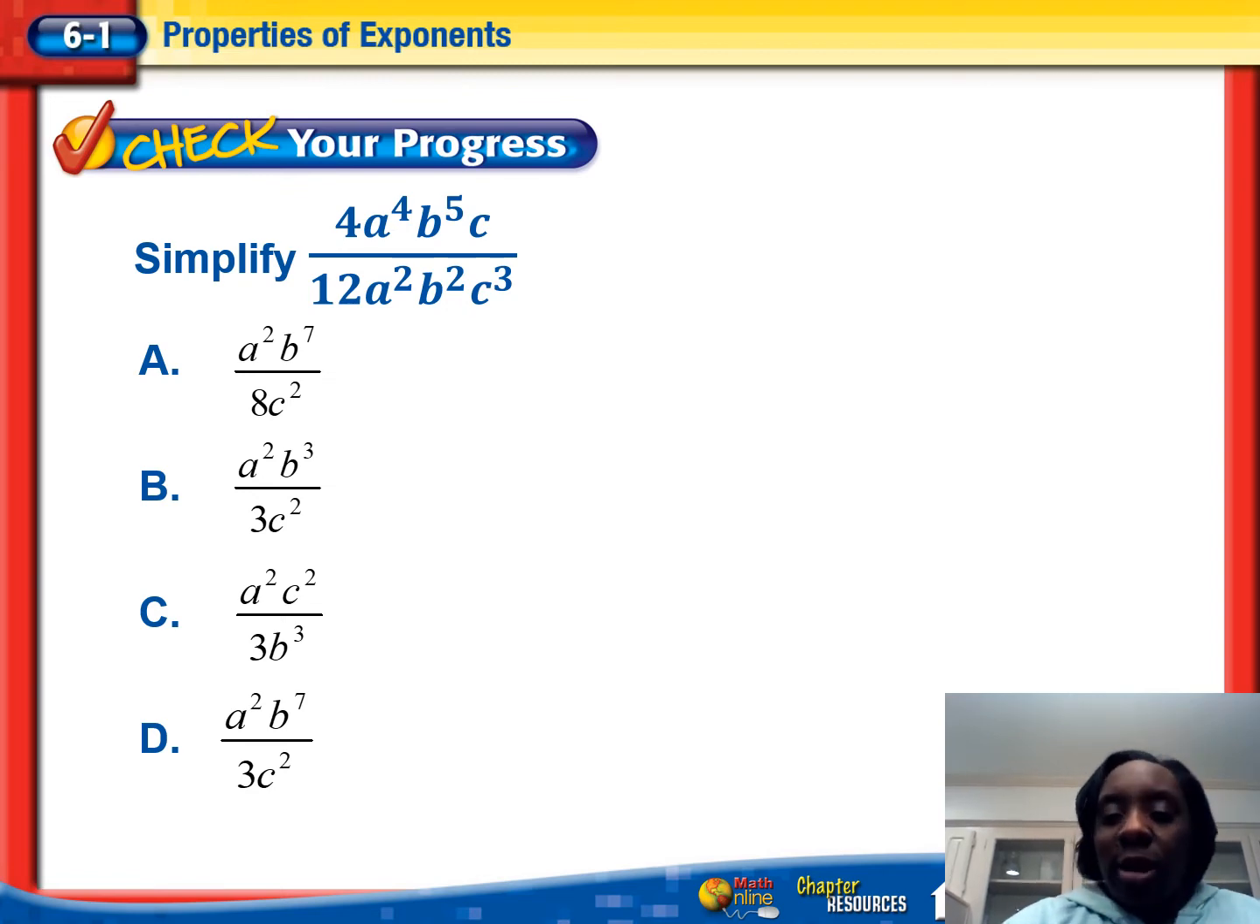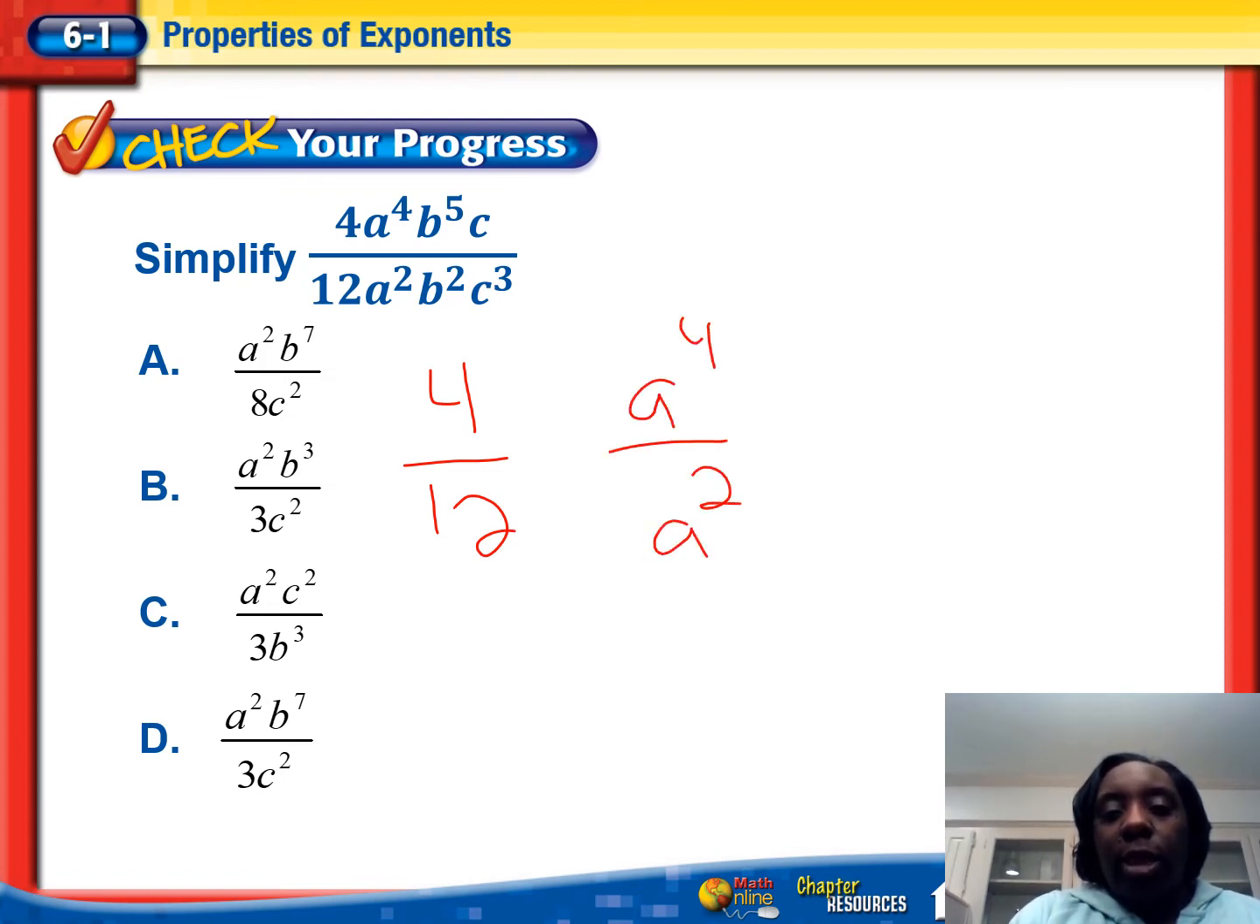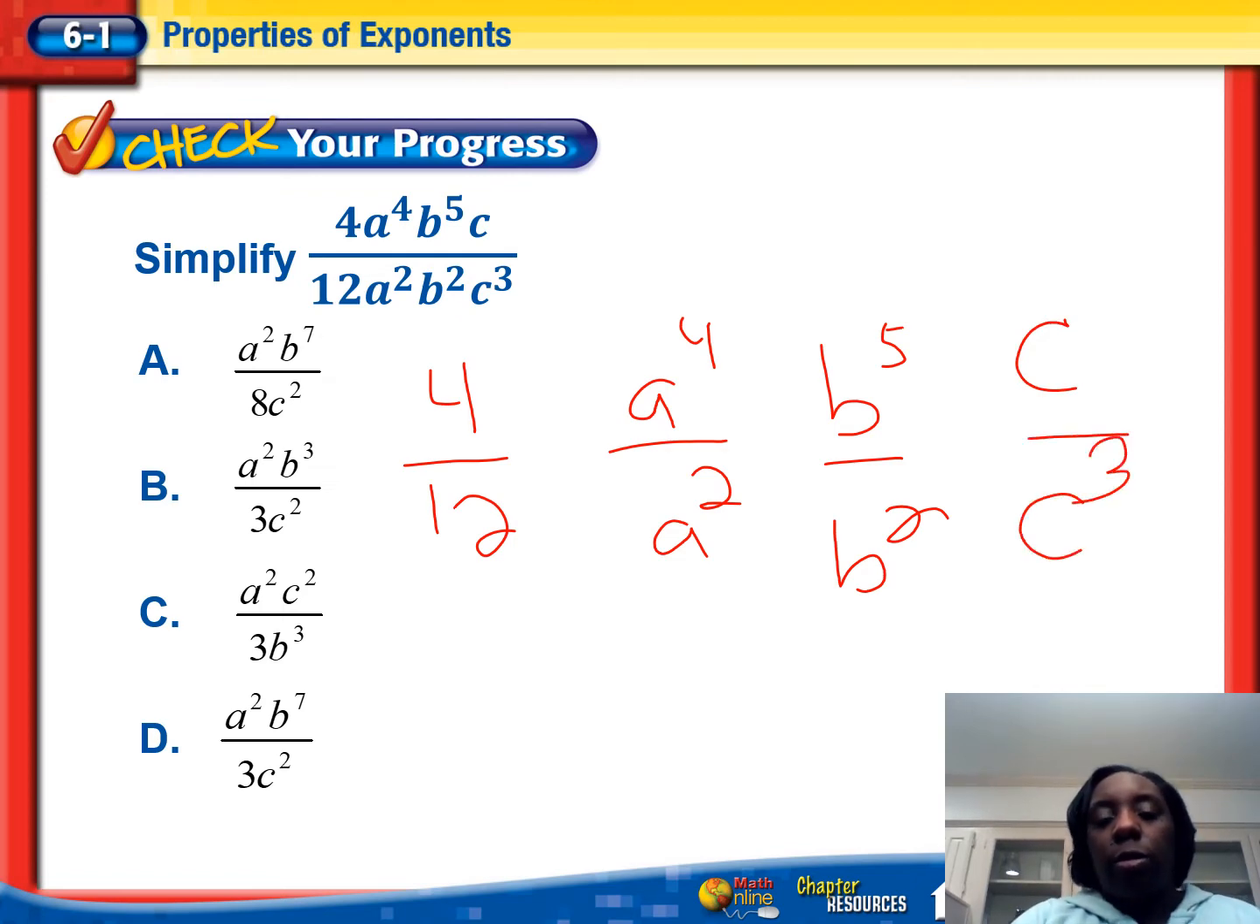Okay. Now I'm not going to expand it out, but I am going to separate it out into their own fractions. So like the variables and my integers into their own fractions. So I have 4 over 12, and I have a over a to the 4th, a to the 2nd. Then I have b to the 5th over b to the 2nd. And I have c over c to the 3rd. So if I look at that, well, what's 4 over 12 simplified? 3. So I should have a 3 in the denominator. It's 1/3.